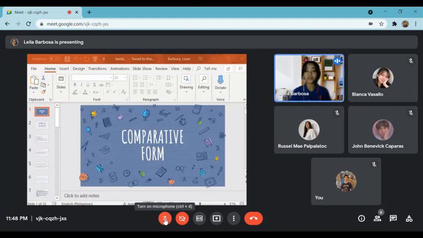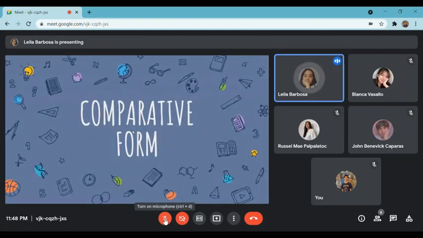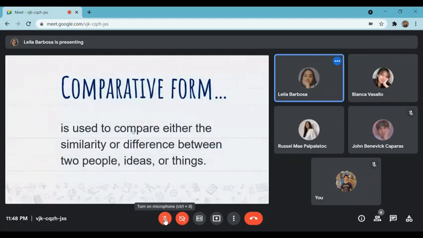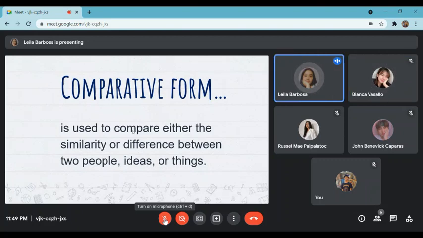So, for today, we are going to talk about comparative form. First, let's define what a comparative form is. Who would like to read? Yes, Bianca. Comparative form is used to compare either the similarity or difference between two people, ideas, or things. Okay, so for us to further understand this definition, we have here a conversation between two friends.